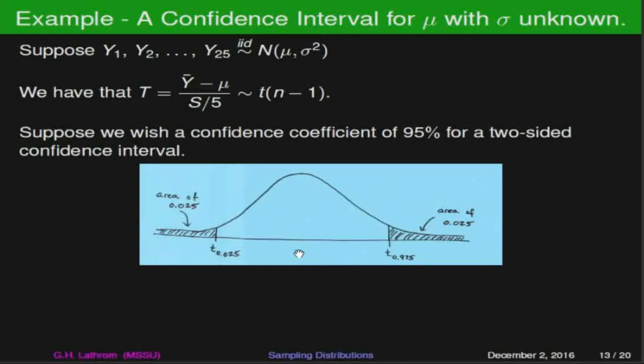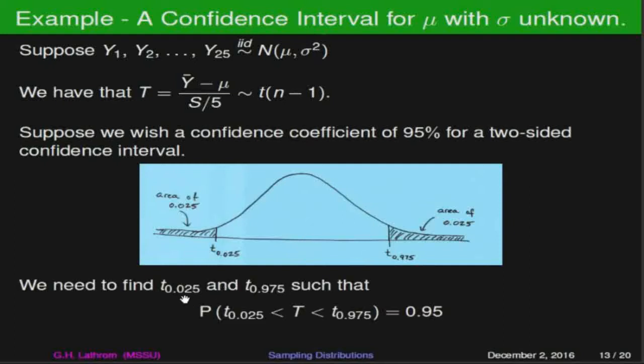And so what we need to find are two values, a lower bound and an upper bound. Now, this is a little bit about the notation. We usually denote that as t sub, and then the subscript is actually going to be the percentile that we have for that value. So we want 2.5% below, so we get t sub 0.025. We want 2.5% above, so that puts us at t sub 0.975. And so we need these upper and lower values so that the probability is going to be 0.95.